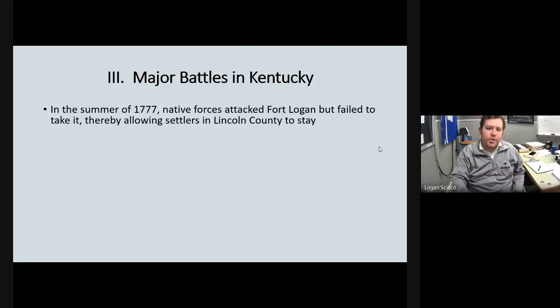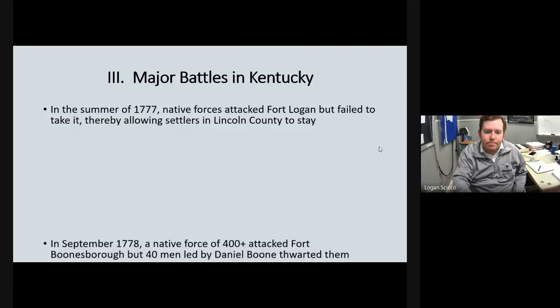Because the native forces attacked Fort Logan with the intent of forcing the settlers here in Lincoln County to pack up and leave. That was the ultimate goal, okay? But what happened in this attack is that those native forces failed to subdue Fort Logan. Because to take over a fort, you needed cannons, which natives did not have. And a lot of times natives would try to set fire to the forts, but at Fort Logan, they prevented those things from happening, and the settlers in Lincoln County were allowed to stay because they defeated the native forces. So that was an important task.